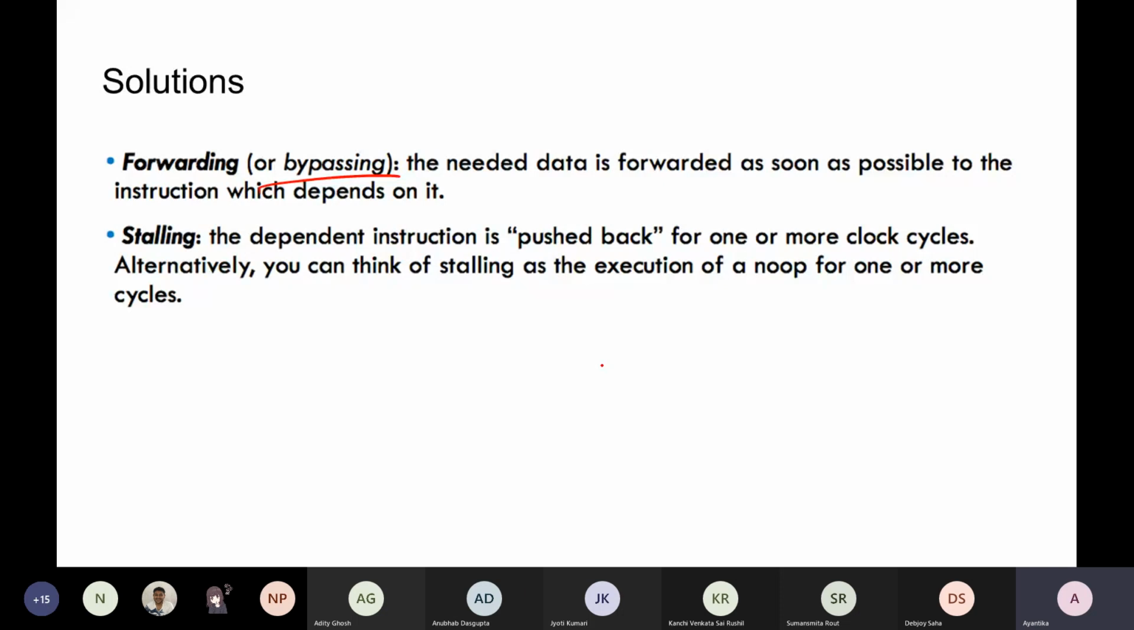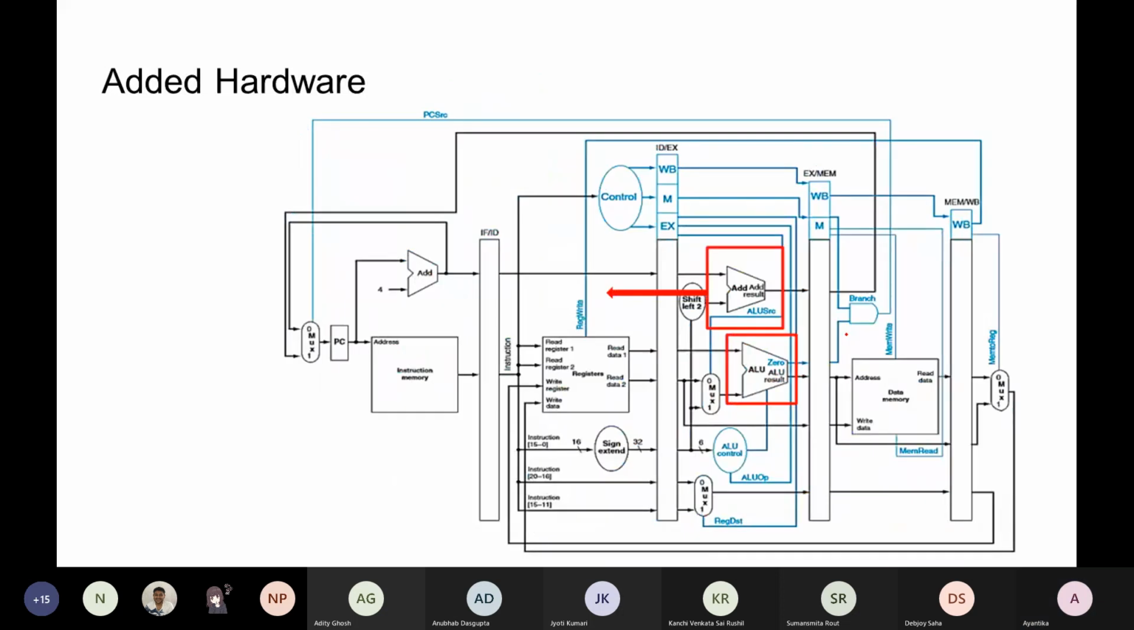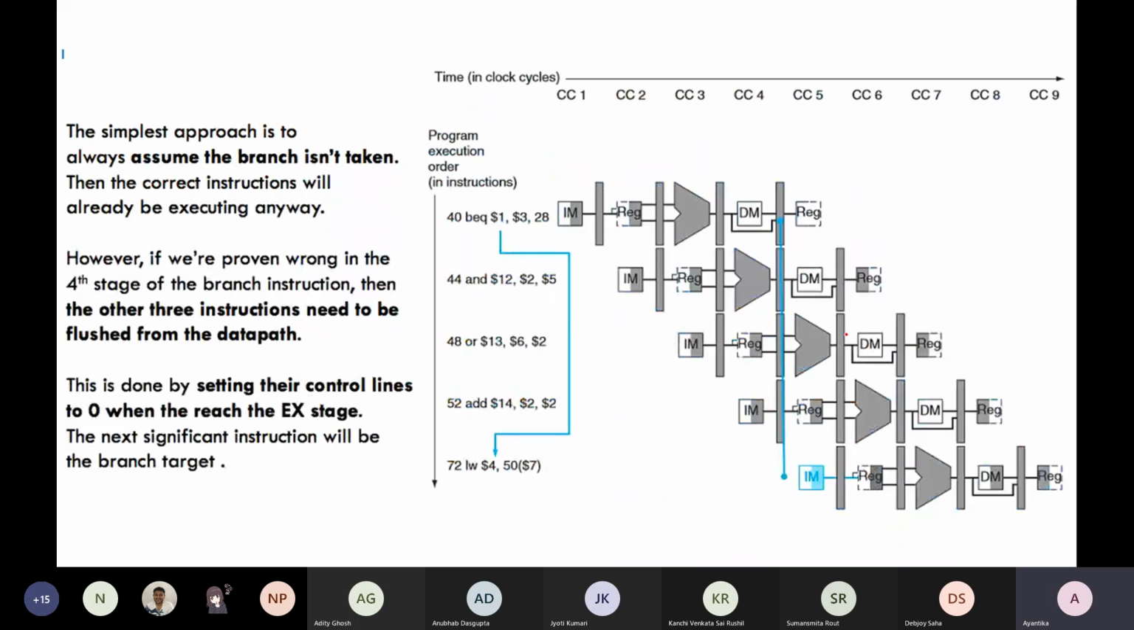So that's why, when we are designing, we should have this in our design. In modern processors, they have hazard detection circuits, hazard detection units, and based on that, some supporting units are there for this forwarding or for this stalling.